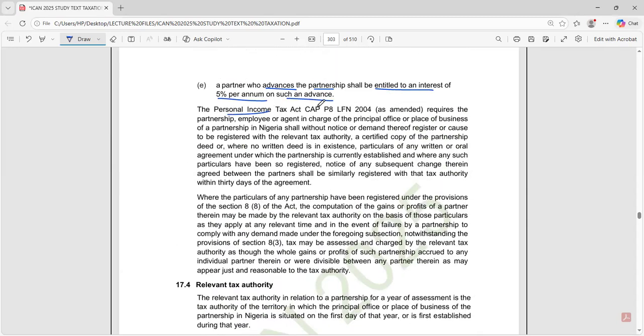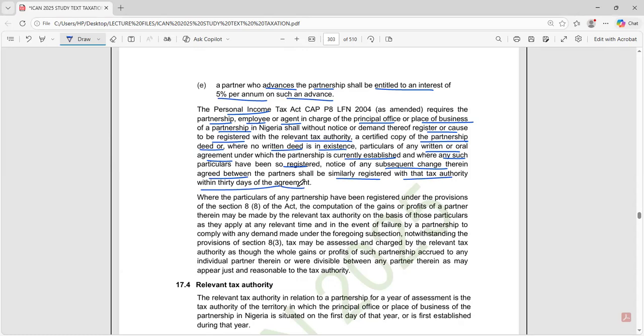The Personal Income Tax Act, cap LF31 and FAS, requires the partnership, employee, or agent in charge of the principal office or place of business of a partnership in Nigeria, shall without notice or demand thereof register or cause to be registered with the relevant authority a certified copy of the partnership deed. Where no deed is in existence, particulars of any written or oral agreement under which the partnership is currently established, and where such particulars have been so registered, notice of any subsequent change therein agreed between the partners shall be similarly registered with the tax authority within 30 days of the agreement.